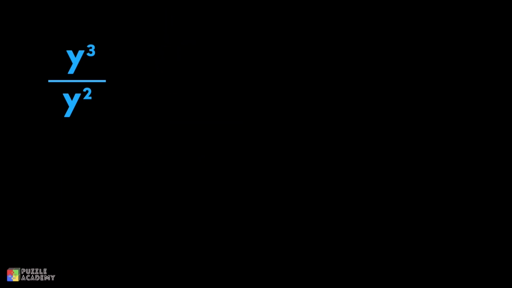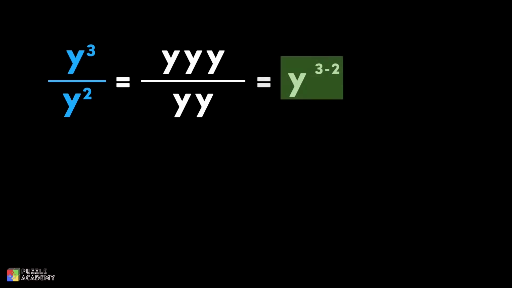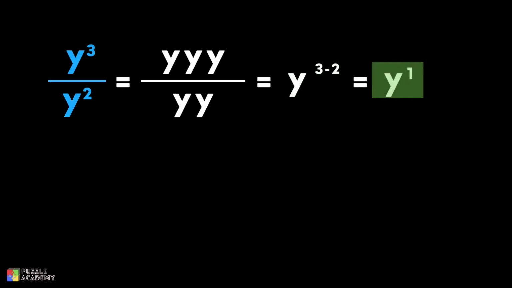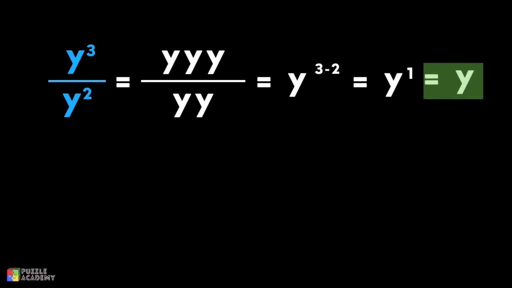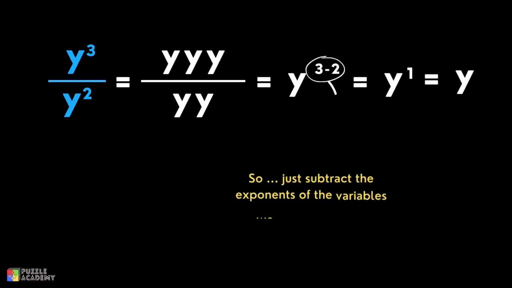Or we could have done it like this. Y cubed over y squared is equal to y times y times y over y times y. And that is equal to y raised to 3 minus 2. And 3 minus 2 is 1. So we have y raised to 1. And y raised to 1 is equal to y only. So just subtract the exponents of the variables we are dividing by.